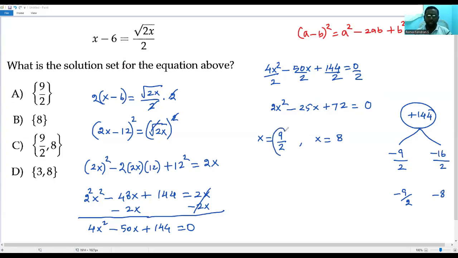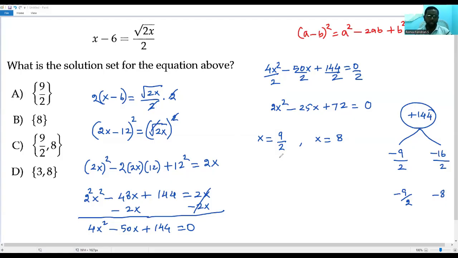Here we find these two solutions, 9/2 and 8, in answer choice C, and we may decide that answer choice C is correct. Actually, immediately we should not decide so, because it's a square root equation, that is, we have a variable inside the square root over here. Whenever we solve a square root equation, we always have to verify the solutions we get in the final step, because there is a chance for an extraneous solution. Extraneous solution means there is an invalid solution.